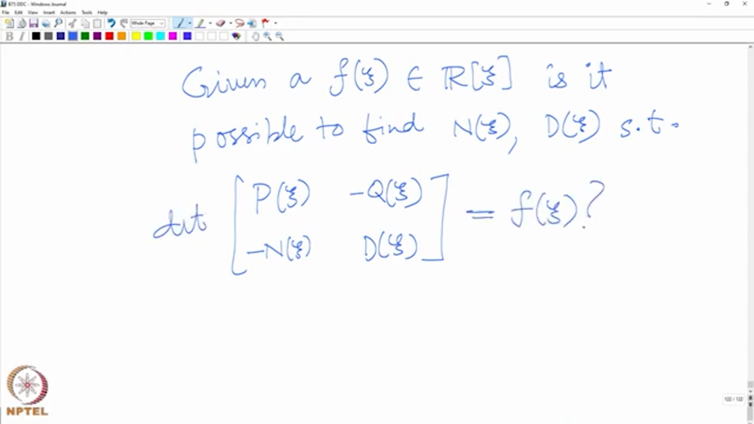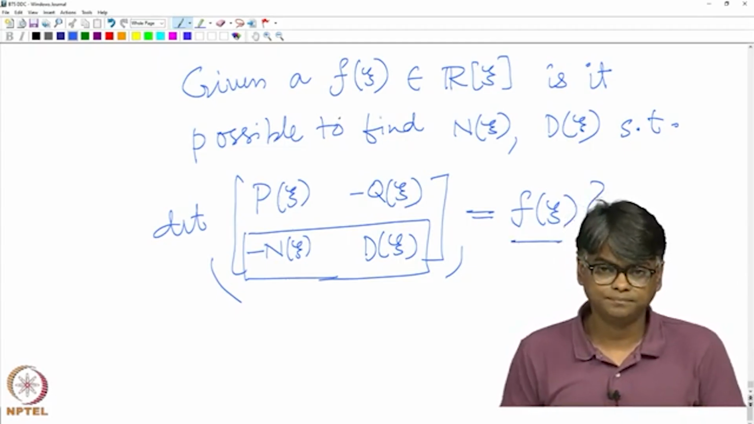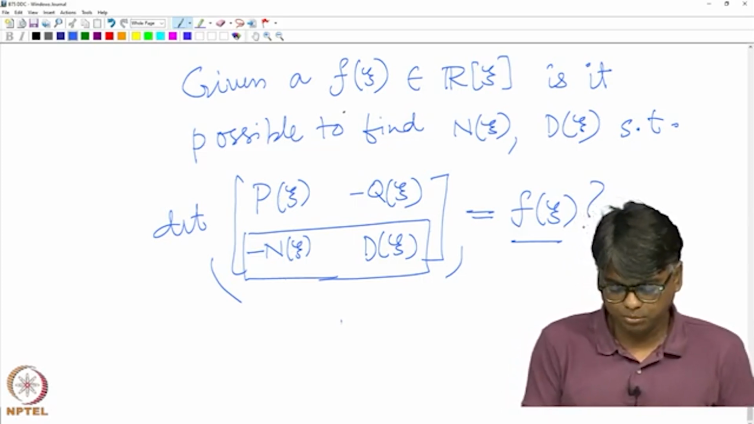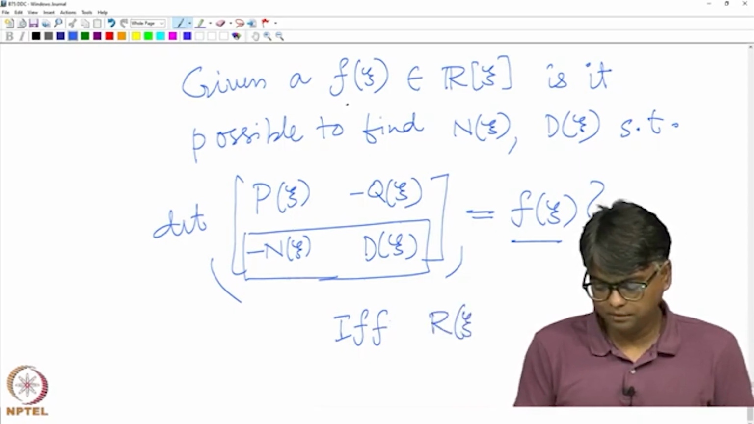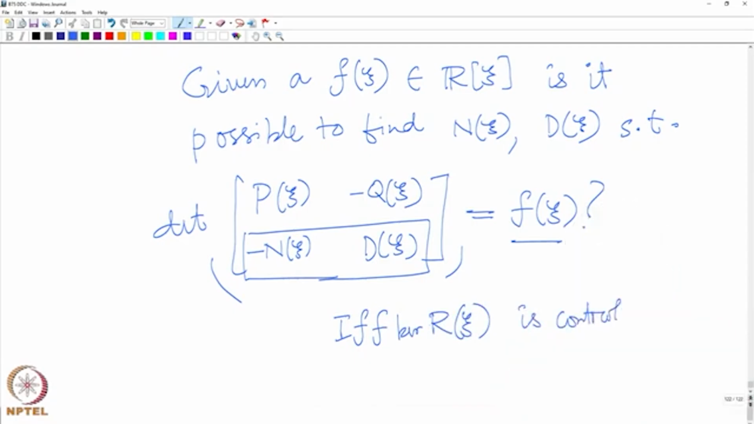Is it possible to find a controller so that the control system has its characteristic polynomial, that is the determinant of this square matrix, the characteristic polynomial of the controlled behavior, matching exactly with the given polynomial? Is it possible? The answer is that this is possible if and only if the behavior, kernel R(ξ), is controllable, behavioral controllability.